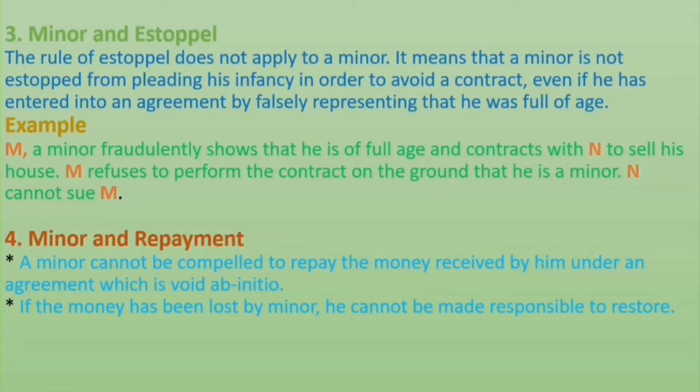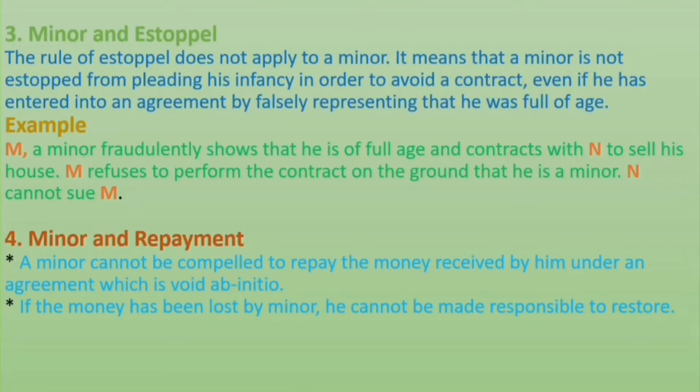The next is minor and estoppel. So the law of estoppel does not apply on a minor, students. It means that a minor cannot be stopped from pleading his infancy in order to avoid a contract, even if he has entered into an agreement by falsely representing that he was full of age. So you can say the law of estoppel does not apply on the minor.